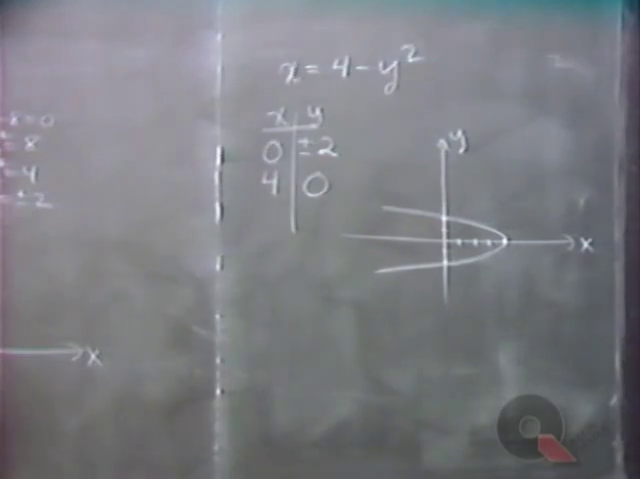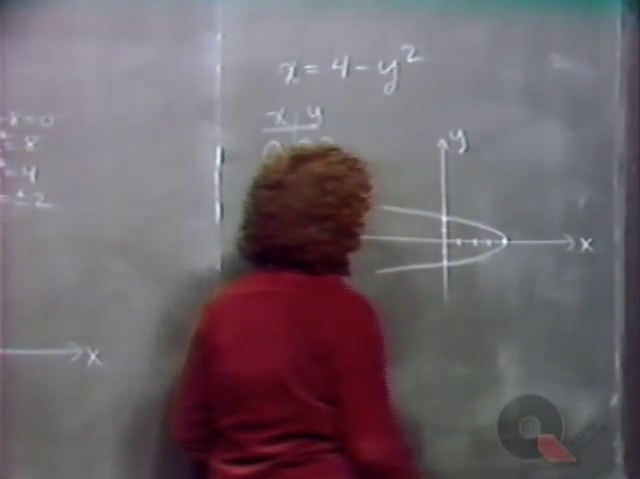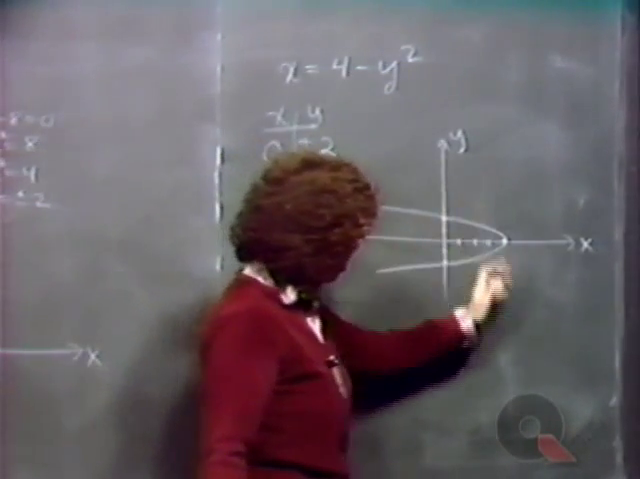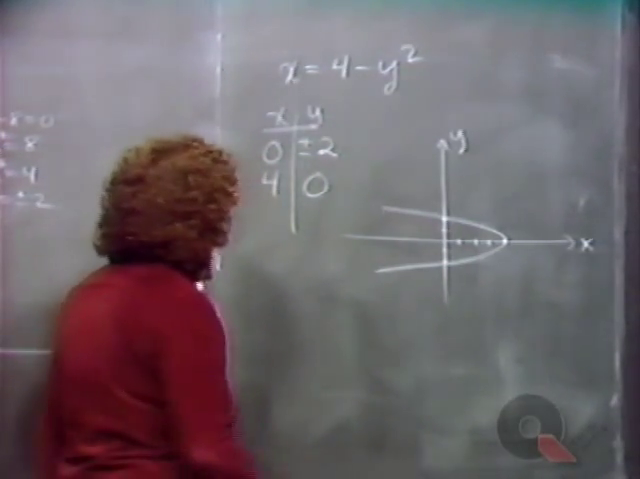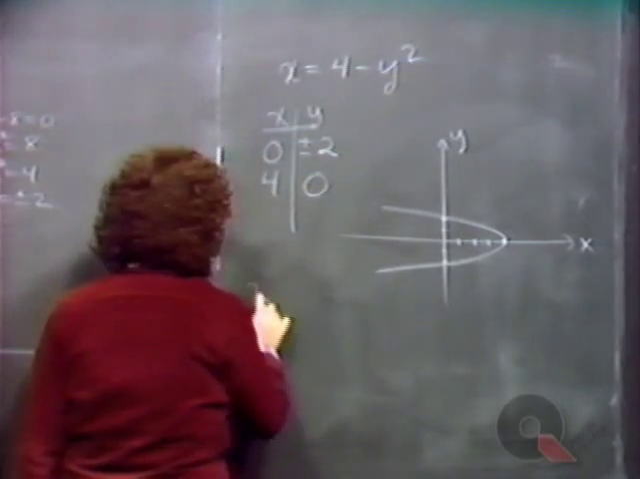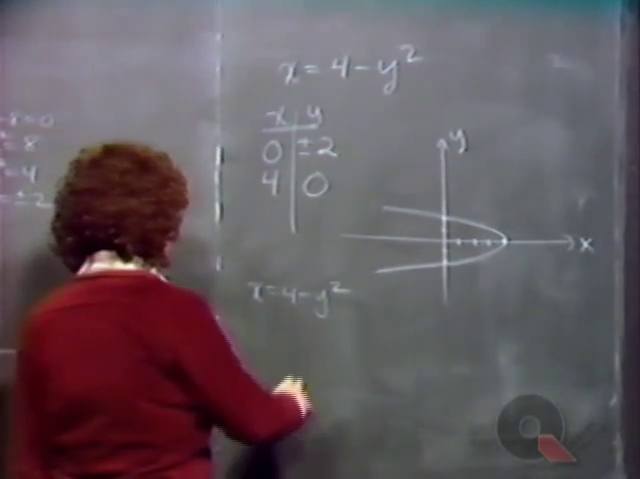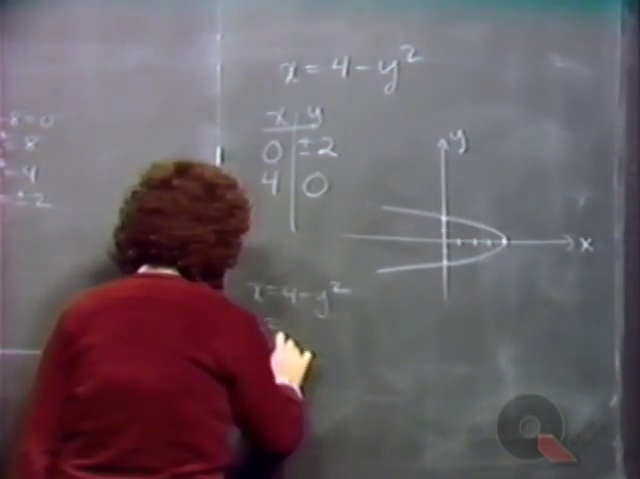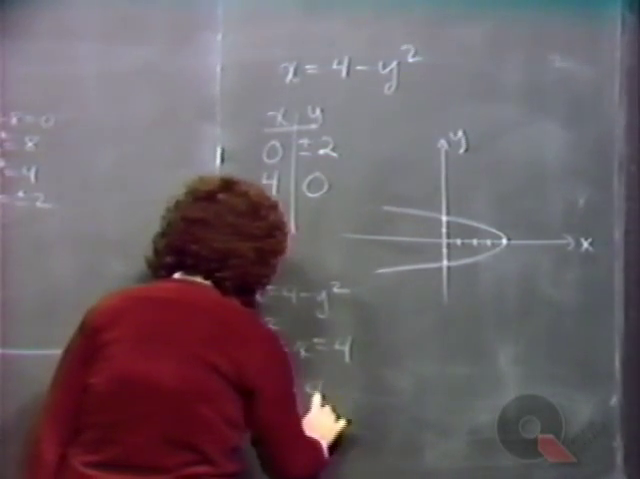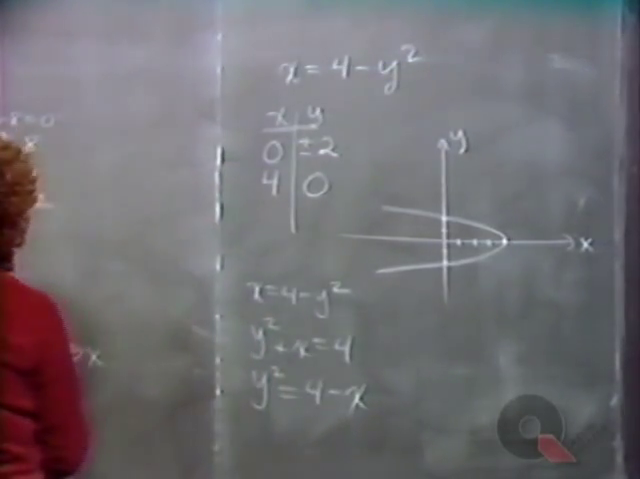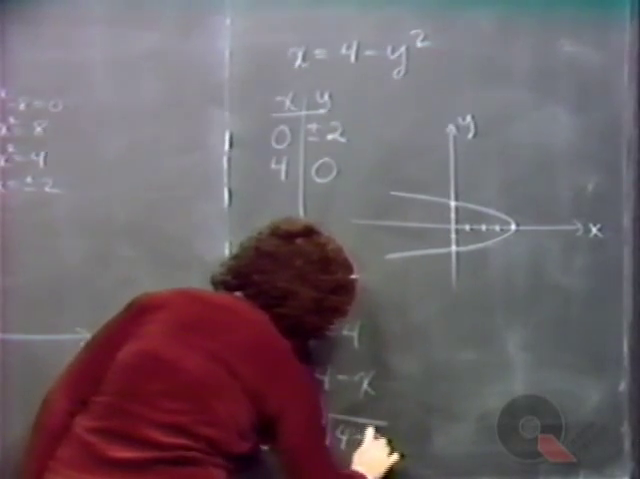Now, as I mentioned earlier, this is not a function of x because it fails the vertical line test. If we draw a vertical line and it cuts the graph in more than one spot, then this could not be the graph of a function. If we try to solve this equation, x equals 4 minus y squared, for y, let's see what we get. We get y squared plus x equals 4. y squared is 4 minus x. And from this we get that y is plus or minus the square root of 4 minus x.